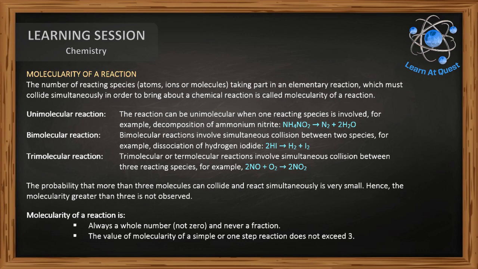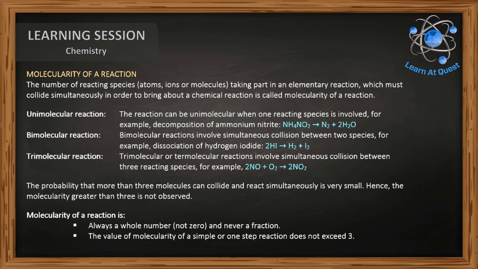The probability that more than 3 molecules can collide and react simultaneously is very small. Hence, in reality, a molecularity greater than 3 is not observed. Note that molecularity of a reaction is always a whole number and not 0 and never a fraction. Unlike order, remember in the previous section, the order of a chemical reaction can be any integer or even a fraction. It can even be 0, as we saw in zero order reactions. Whereas molecularity has to be necessarily a whole number but not 0, that is any number greater than or equal to 1.